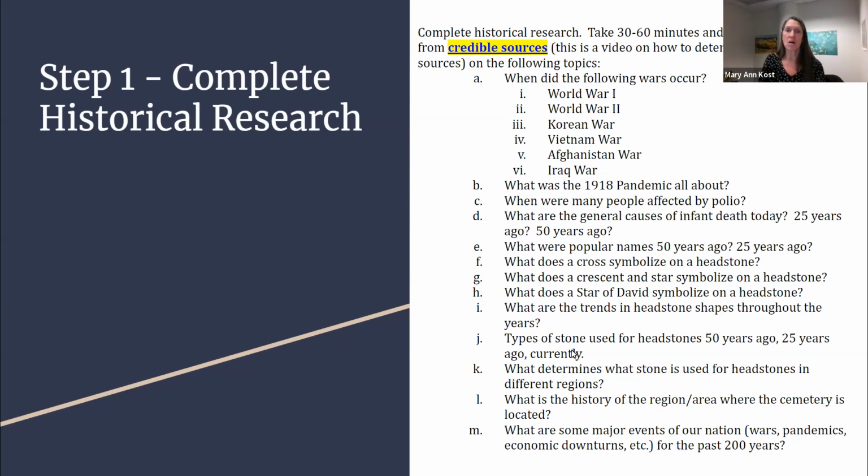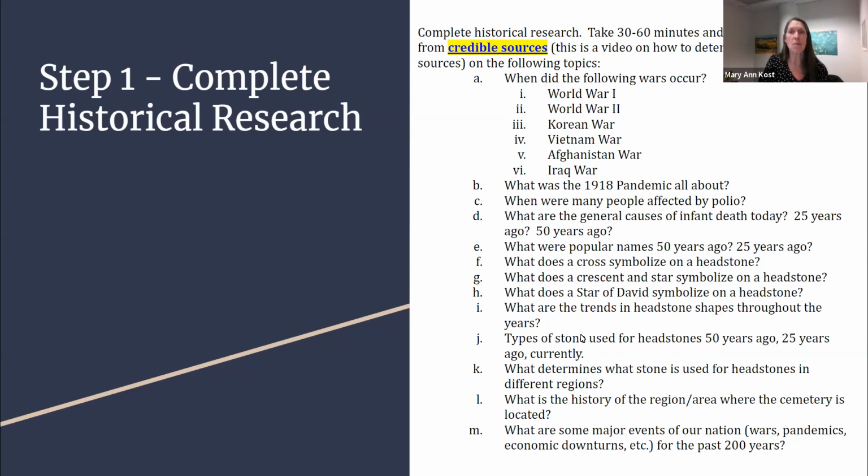This stone information is helpful too, because there's 3 different kinds of stones used for headstones. One's limestone and it just crumbles. There's granite and there's marble. Granite is the strongest. Marble is in between limestone and granite. So, you know, why was limestone used back in the day? And why is granite used a lot now?